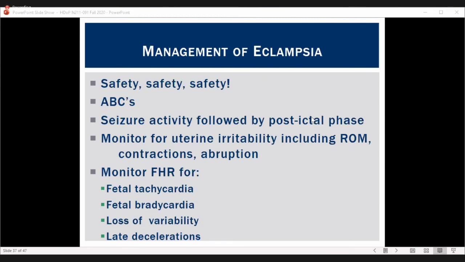So the reason that I'm mentioning it is that very often, if you've never seen a post-ictal phase, it can be very alarming, like you can't wake the patient up, but this is perfectly normal. It's a very deep, drowsy, sleepy state, all right? So you should expect that.